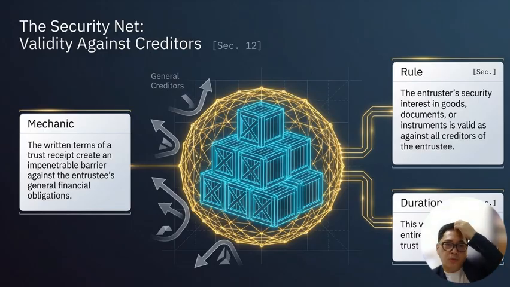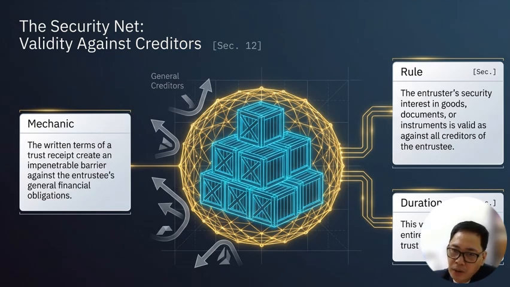We go to Section 12 of PD 115. It establishes a powerful legal shield for the financier by affirming the validity of the entrustor's security interest against any other creditors. Specifically, the law dictates that the entrustor's security interest in the goods, documents, or instruments as laid out in the written terms of the trust receipt shall be valid against all creditors of the entrustee. Furthermore, this protection remains firmly in place for the entire duration of the trust receipt agreement.